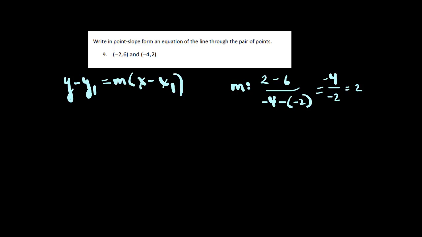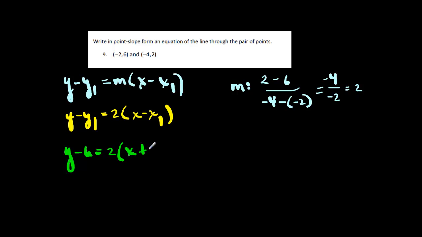So let's put that in here. So we'll have y, whoops, that was really messy. All right, y minus y1 equals 2 times x minus x1. And again, like the other worksheet, you can plug in this point or this point. Let's do both. So the first point will give you y minus 6 equals 2x plus 2. That's one answer. The other point would be y minus 2 equals 2 times x minus negative 4 is x plus 4. Both of these are correct.